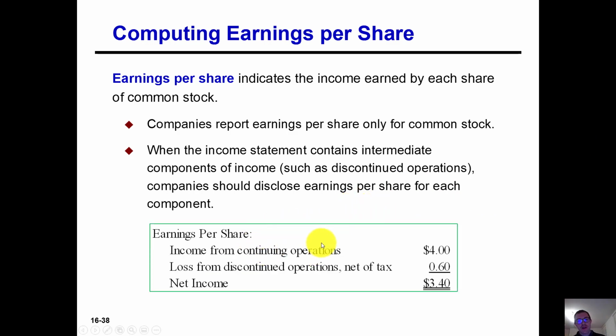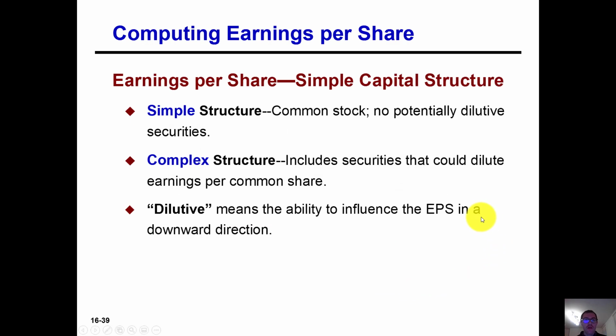So this is an example. You'd have earnings from continuing operations per share, and then your loss from discontinued operations net of tax per share, and net income per share. Okay, so we'll talk about simple capital structure in this video, where the company just has some common stock, maybe some preferred stock, but no dilutive securities.